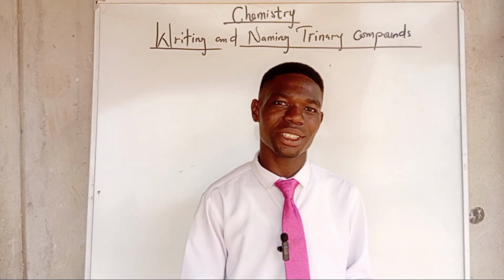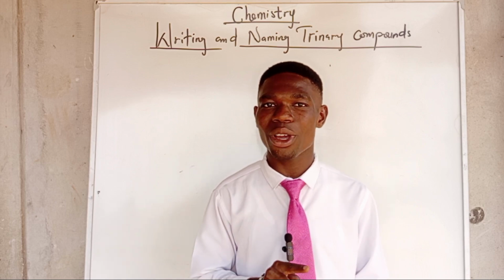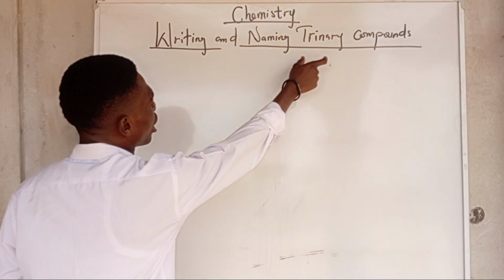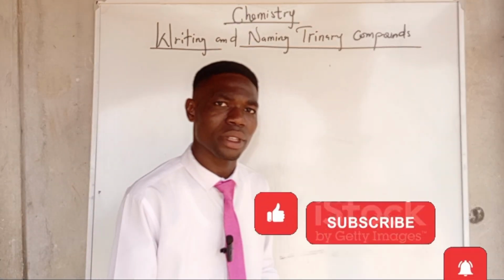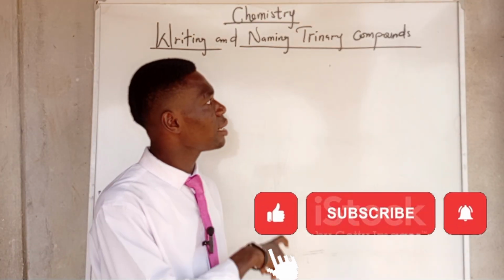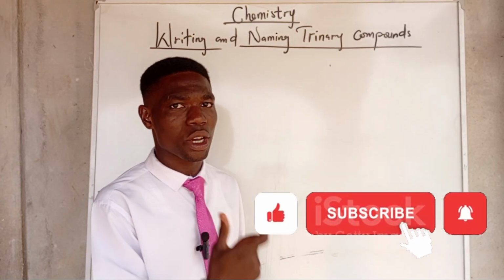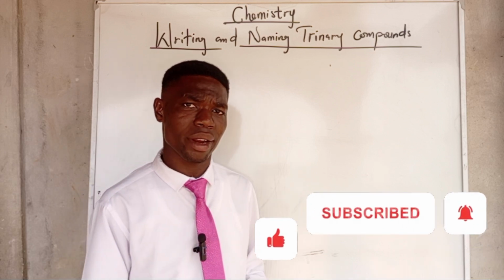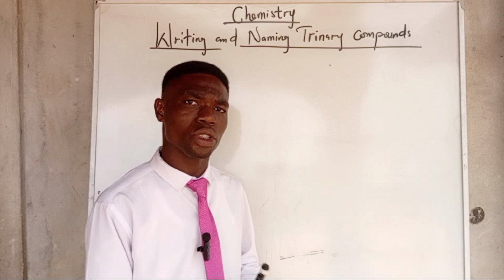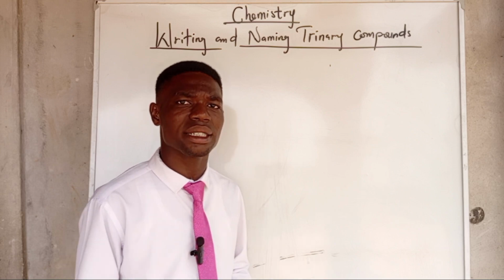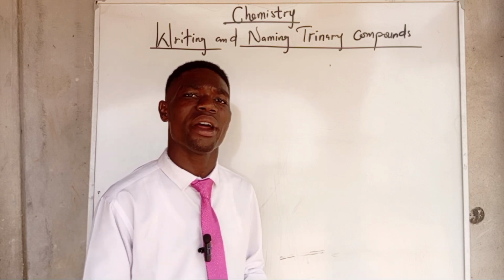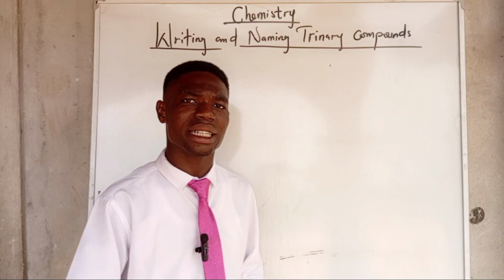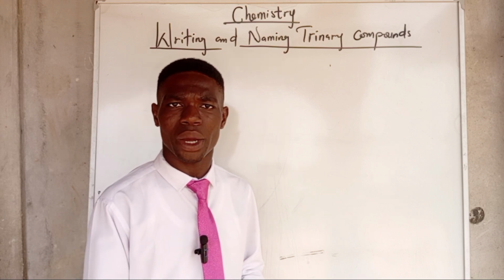In today's video we're going to be looking at how to write and name ternary compounds, more specifically ternary inorganic compounds. In the previous video we also learned how to write and name binary compounds, and I taught us, using the concept of valency, how to write binary compounds, and then using the IUPAC system we also looked at how to name binary compounds. Are we together now?